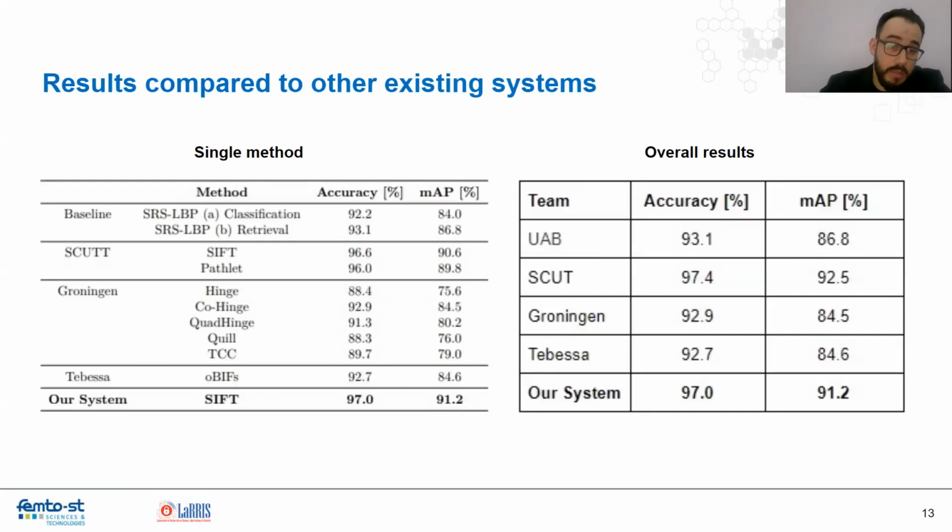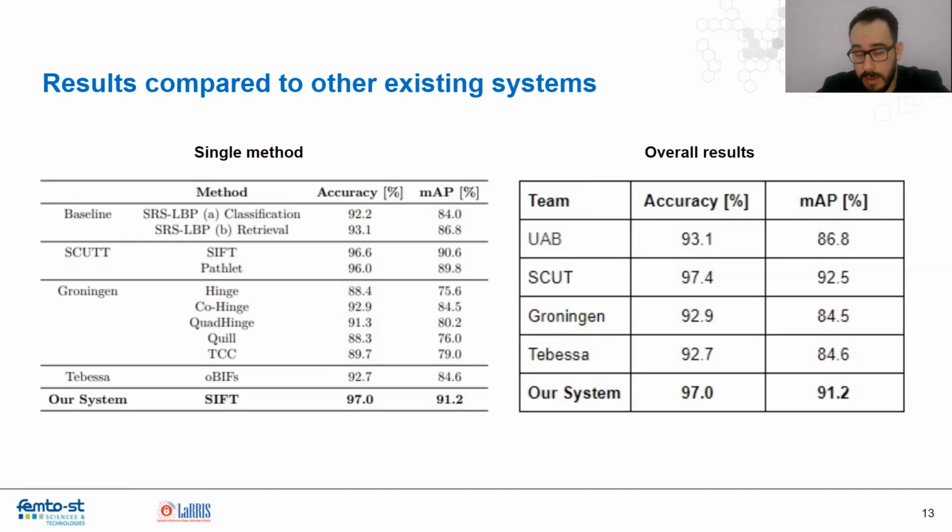So we compared our result with the competition of ICDAR 2019, and we got the best result compared to the other systems. We can see here we have 97% accuracy and 91.2% for the mean average precision, which defines the rank of the system. So we have the best single-method feature extraction.